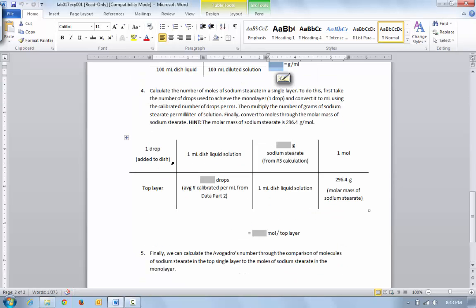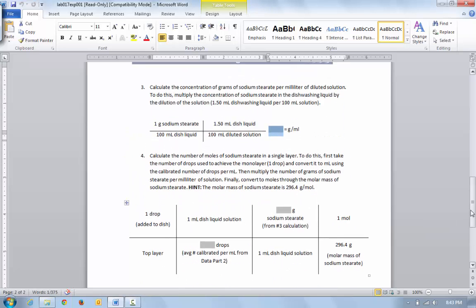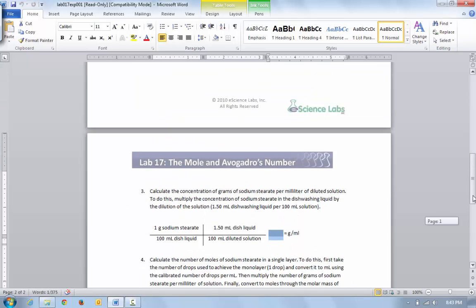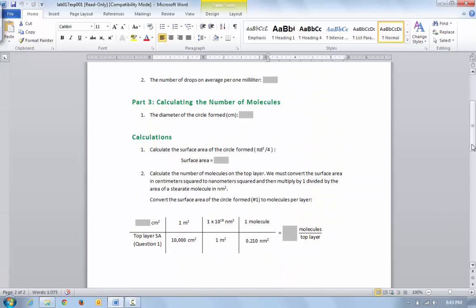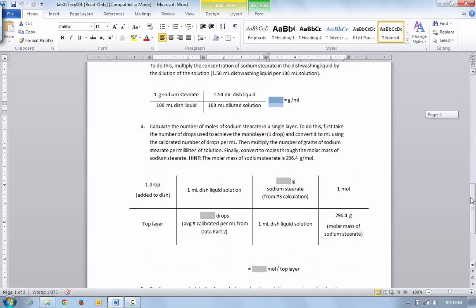So when I get to number 4, we're going to have to put a number in here, and that's going to be the answer that we got from number 3. So from number 3, that's going to be this spot. That number is going to go right down in here. And then there's another spot here for the average calibrated drops, and that is going to be the number that you got from right up here, where it says number of drops on average for 1 milliliter. So that number is going to go right down here.